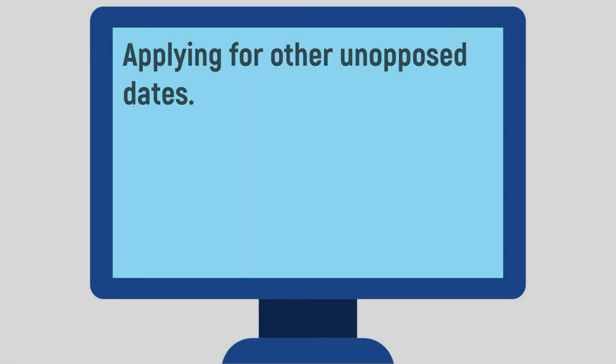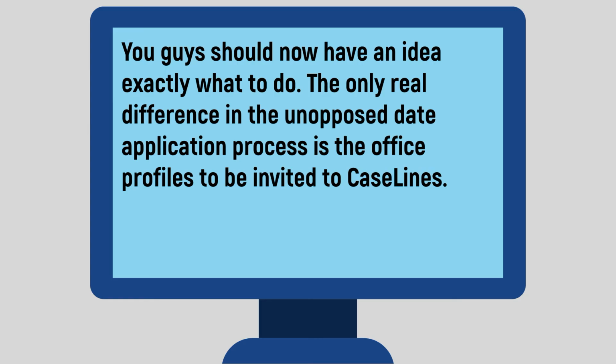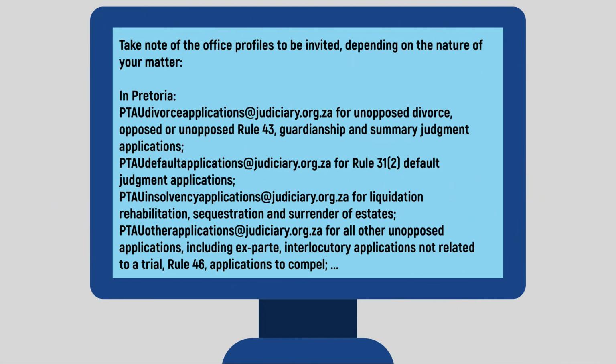Other unopposed matters. You guys should now have an idea exactly what to do. The only real difference in the unopposed date application process is the office profiles to be invited to CaseLines. Take note of the office profiles to be invited depending on the nature of your matter. In Pretoria, PTAU divorce applications at judiciary.org.za for unopposed divorce, opposed or unopposed Rule 43, guardianship and summary judgment applications. PTAU default applications at judiciary.org.za for Rule 31 subsection 2 default judgment applications. PTAU insolvency applications at judiciary.org.za for liquidation, rehabilitation, sequestration and surrender of estate.